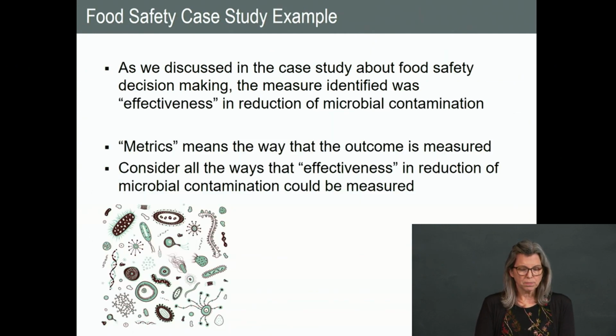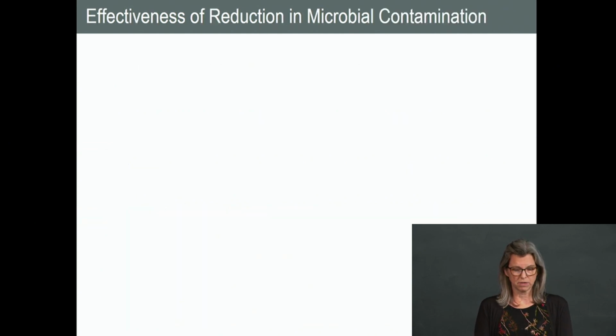So think about all the ways that you could report on the effectiveness of a reduction in microbial contamination. So you have some level of contamination that you're not happy with, you want to try to reduce that risk. What are the different ways that you might report it or that you might measure it? So I'm going to go through a couple of slides with all these different ideas of metrics that could be used to represent this idea of effectiveness.